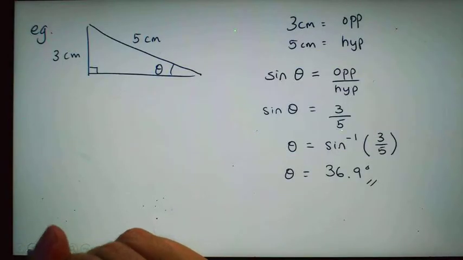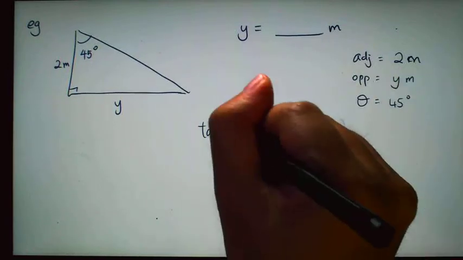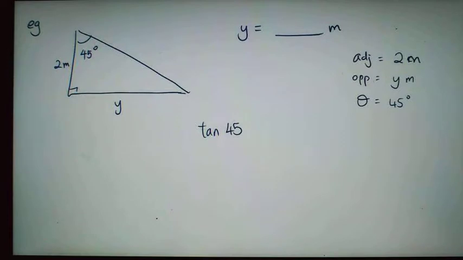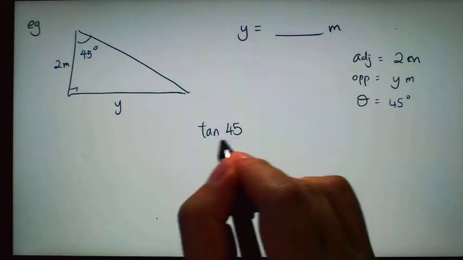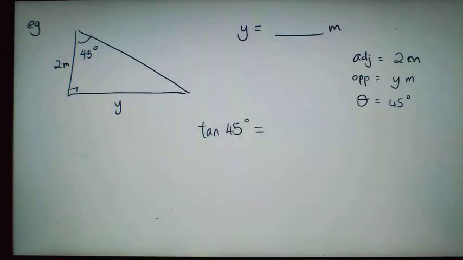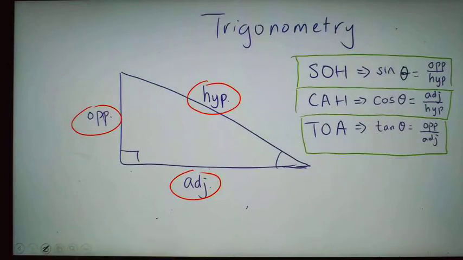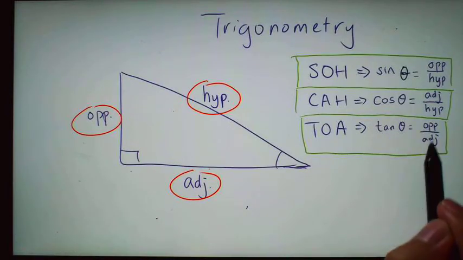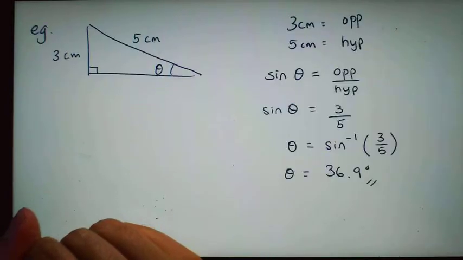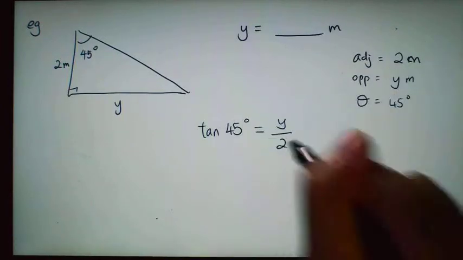So tangent theta, which is 45 degrees. Now this time, because we're looking for the length, I'll just write down the formula by having degrees here. 45 degrees equals, what was it? O divided by A or A divided by O? Not sure? Okay, double check. Tangent equals what? O divided by A. Okay, O divided by A, so it is O, y, divided by 2.